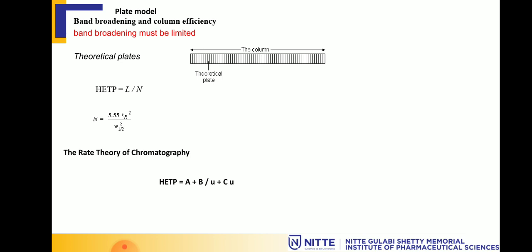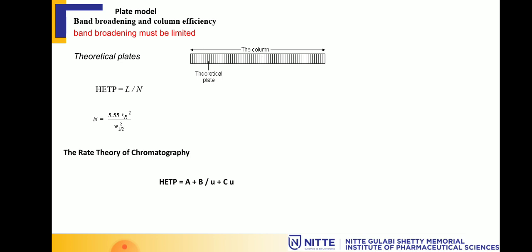Equilibration of a sample between the stationary phase and mobile phase occurs in each plate. And the analyte moves down the column by transfer of equilibrated mobile phase from one plate to the next. They assume that the length of the column is the only factor which governs the height of the theoretical plate. So the greater the height of the theoretical plate, the lesser the efficiency, whereas when the number is high, the efficiency is larger. So HETP, height equivalent to a theoretical plate, was calculated by a formula L by N.